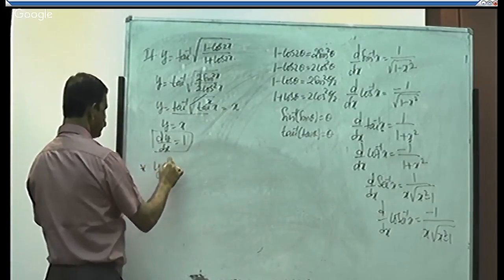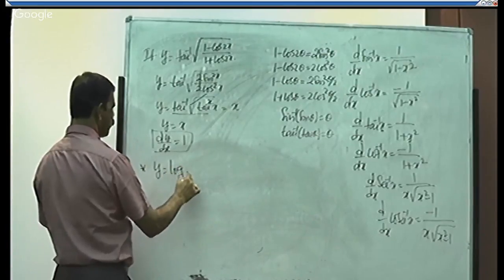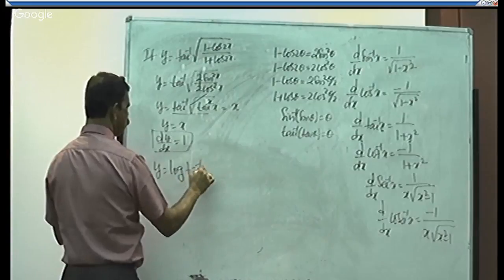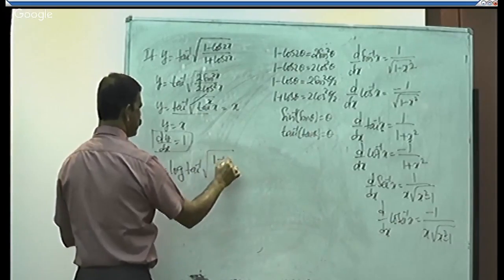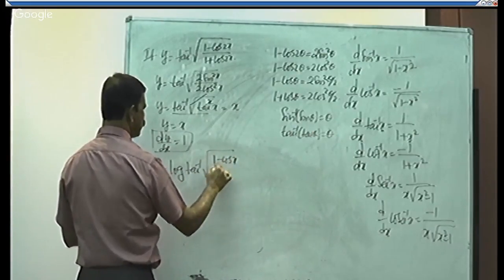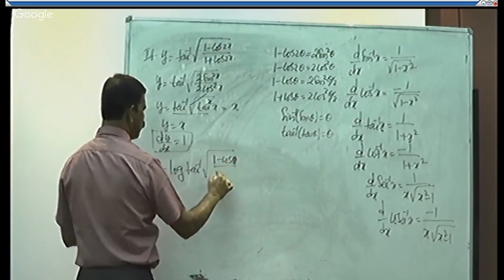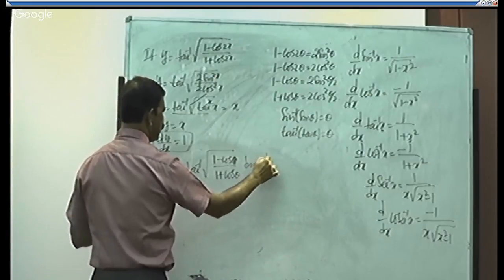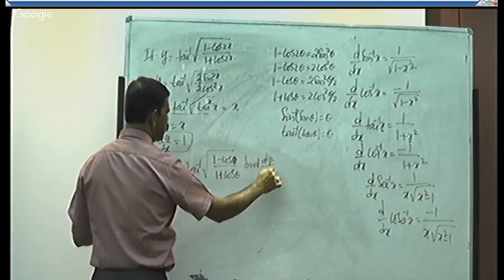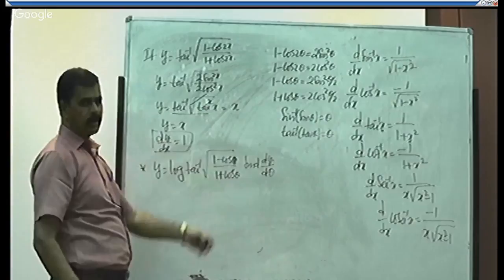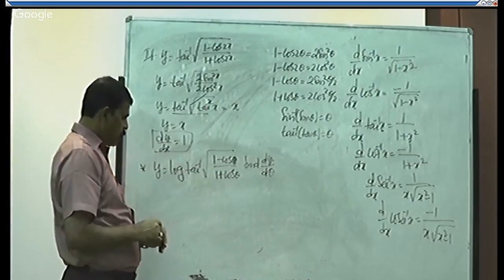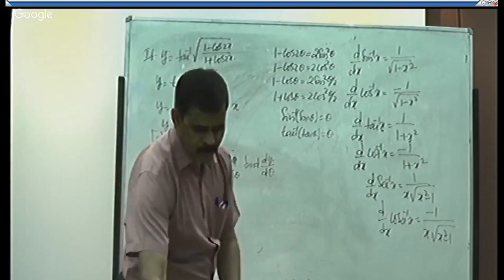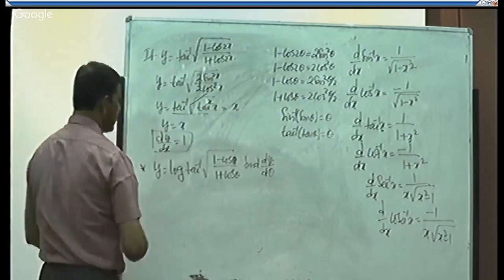Say this one, y is equal to log of tan inverse of root of 1 minus cos theta by 1 plus cos theta. Find dy by d theta. Why is it theta? The function is in theta, right? Use this submultiple angle formula. It will be easily simplified.